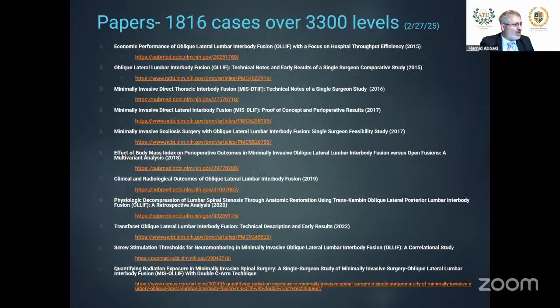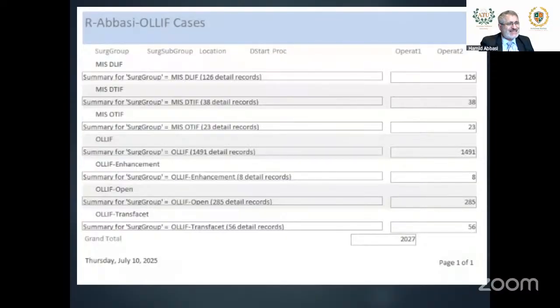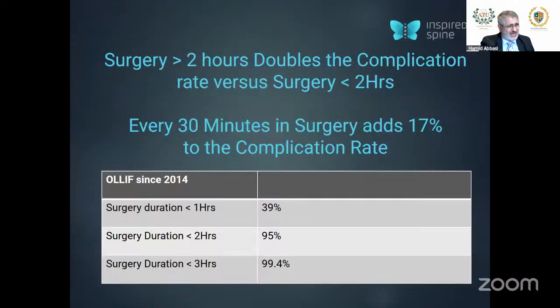And we have now published 12 papers. As of yesterday, I have done 2,045 cases. This is from July, so obviously this number changes every day. And about 40% of our cases are under 1 hour. I'm talking about complex cases. And 99% of our cases are under 3 hours. That efficiency, again, is not cutting corners, but just having a method that makes you efficient, and it enables us to help a lot of patients who couldn't get an option until now.